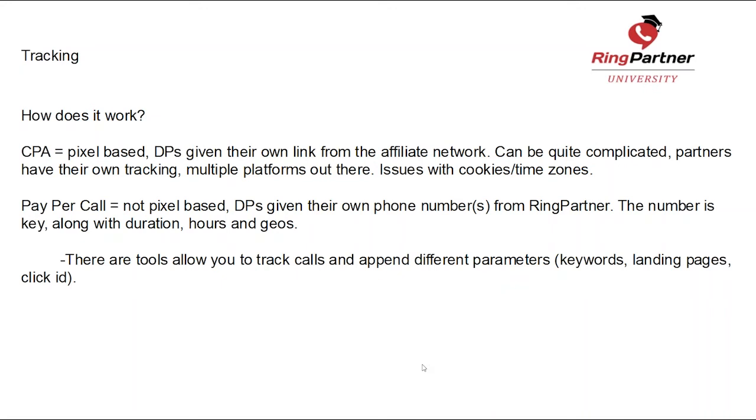So with the CPA, I mentioned a little bit about pixel-based tracking. Distribution partners are given their own unique link from an affiliate network or from a buyer or whatever. In my opinion, it's a little complicated. Sometimes the pixel doesn't fire. Sometimes the line of code gets placed in the wrong spot. I mean, it usually works. Obviously, it does work. Otherwise, there wouldn't be giant CPA networks out there, and they've been around forever. So it obviously works. But I always found it a little tricky.